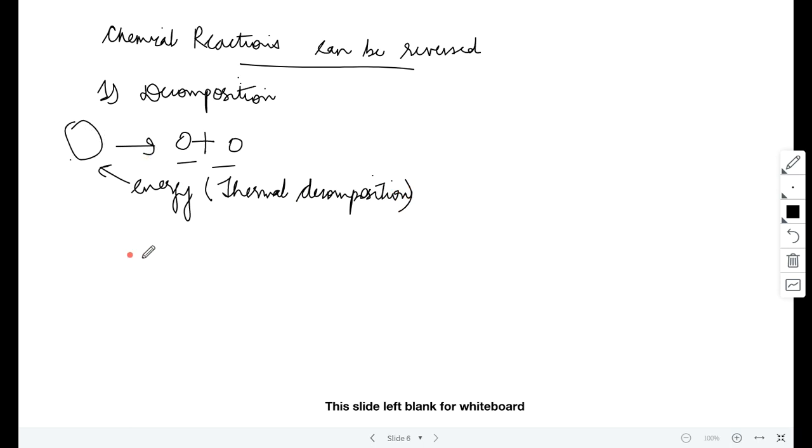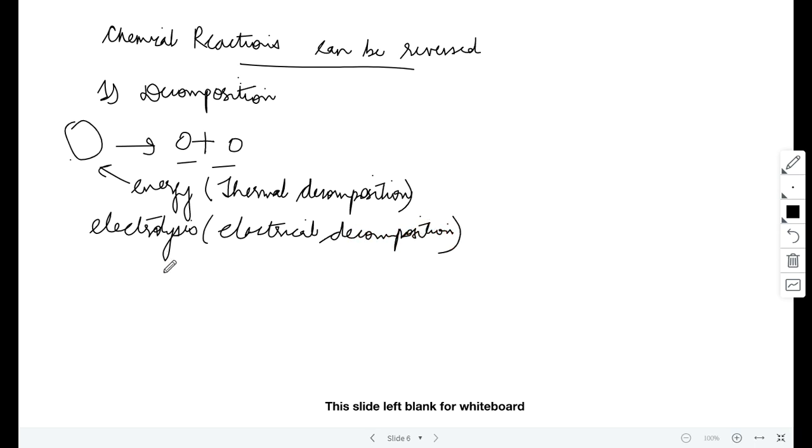Now the second type: some of the compounds do not break by thermal decomposition. For that, those large molecules require electrolysis. Electrolysis is basically electrical decomposition. What is electrical decomposition? Basically you have a larger molecule, and you pass electricity through it. You have passed the electric current, so what is going to happen? It will divide into smaller ones. You understand?